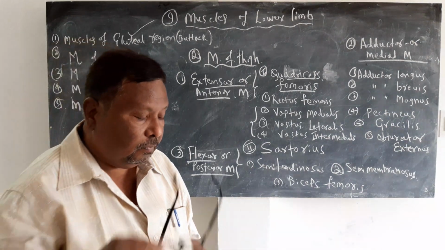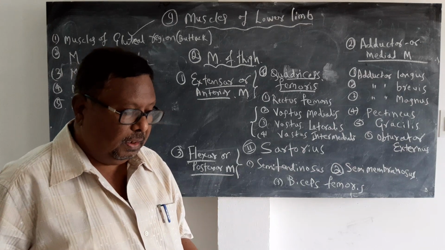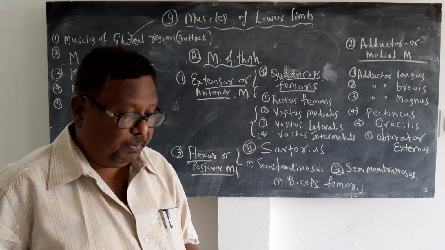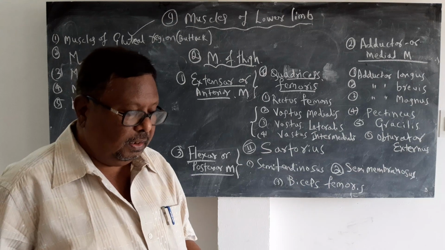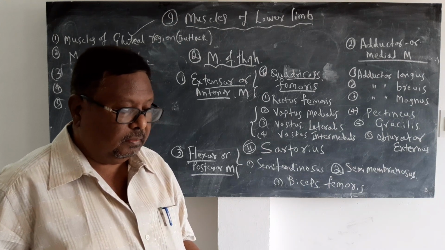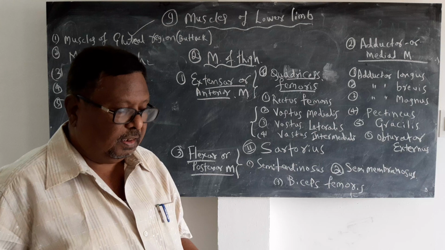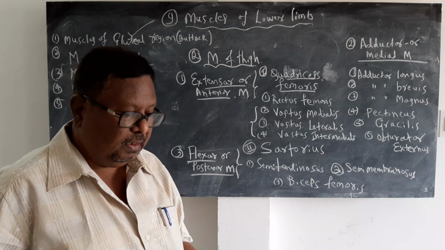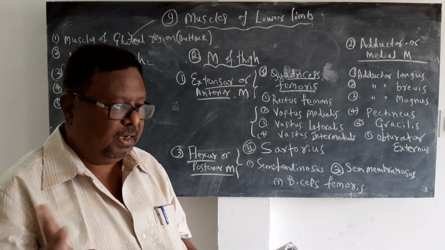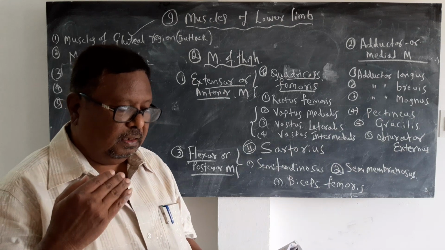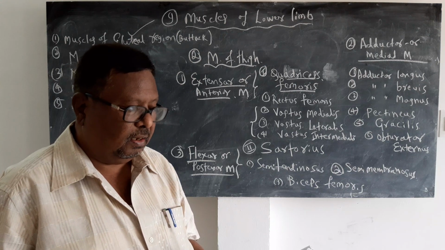Semi-tendinous, it is called so because it has a long tendon of insertion. Upper half is a muscle and the lower half is a tendon. This muscle is made up of 2 parts, muscle and the tendon. Half of the muscle is tendon and the other half is the muscle. So it is called semi-tendinous.